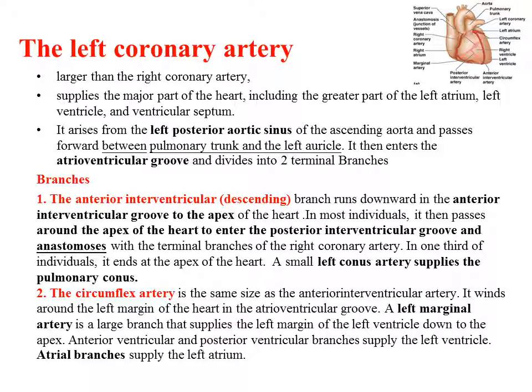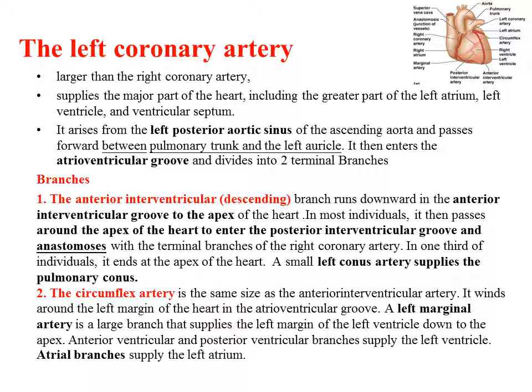In most individuals, it then passes around the apex of the heart to enter the posterior interventricular groove and anastomose with the terminal branches of the right coronary artery, as we mentioned before. In one third of individuals, it ends at the apex of the heart. There is a small left conus artery which supplies the pulmonary conus, and this is still important.